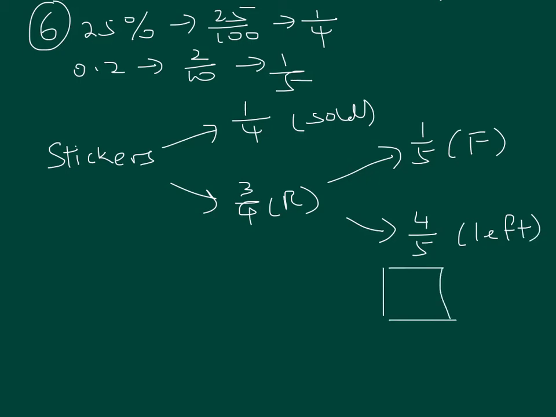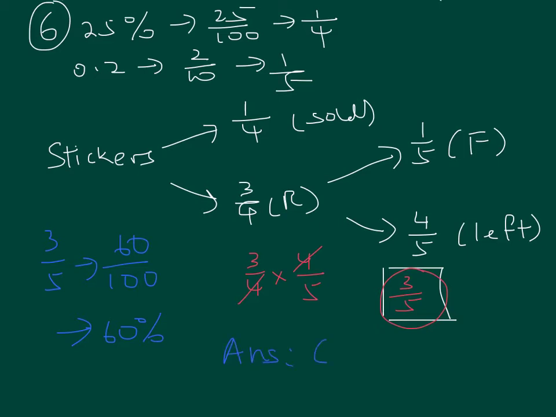I put a box here. To get this box, we have to take 3 over 4 times 4 over 5, cancel, cancel. We have 3 over 5 in this box. So, what percentage of stickers did he have left? He left 3 over 5. 3 over 5 is the same as 6 over 10, 60 over 100, same as 60%. So question 6, answer is 4, 60%. Move on to question 7 now.